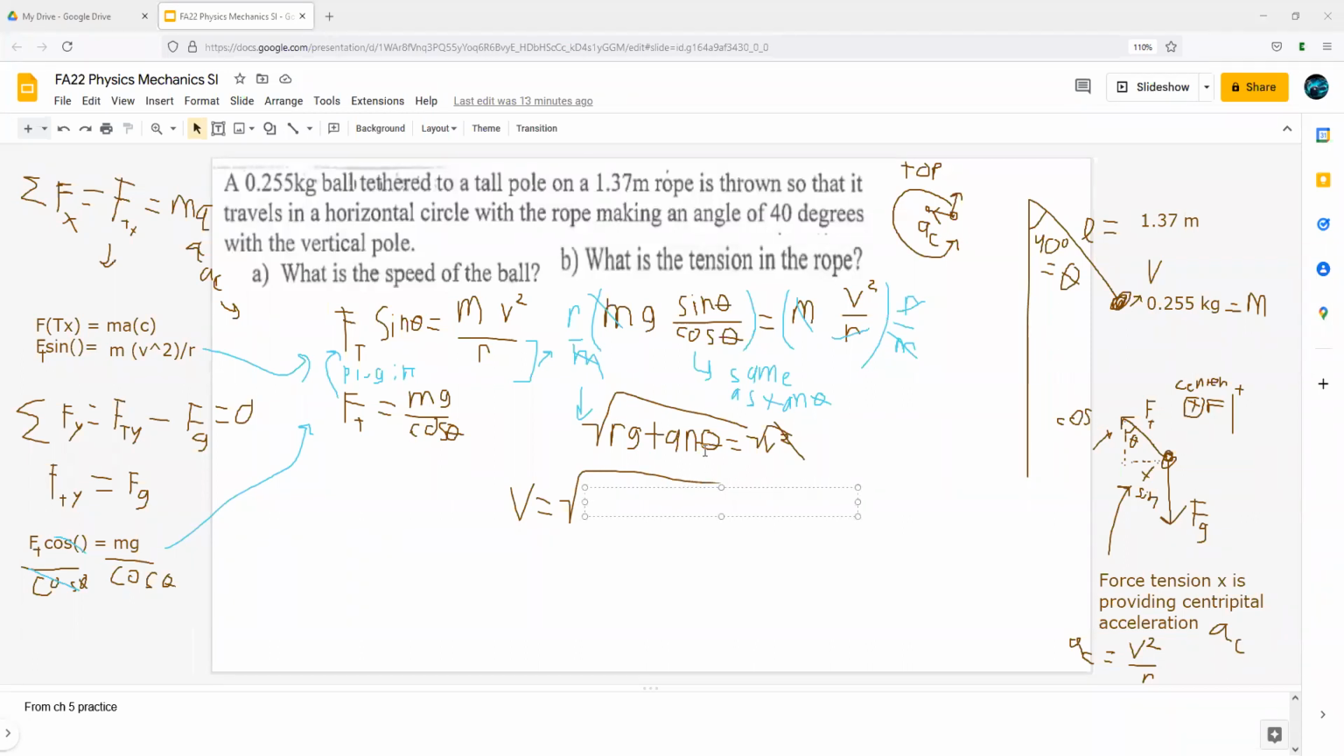So r is, oh, you need to figure out r? Single rope thrown at a 40-degree angle. Hmm. Oh, okay. We need one more thing.